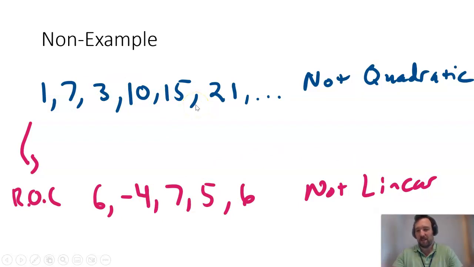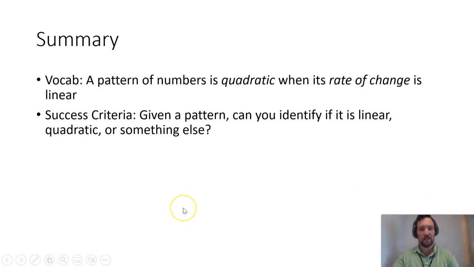I don't know what type of pattern this is. It's jumping up and down. Who knows what this is? But at least I know it's not quadratic. All right, so in summary, a pattern of numbers is quadratic when its rate of change is linear. And what you should be able to do coming away from this video is be able to identify when a pattern is linear, quadratic, or some other type of pattern.